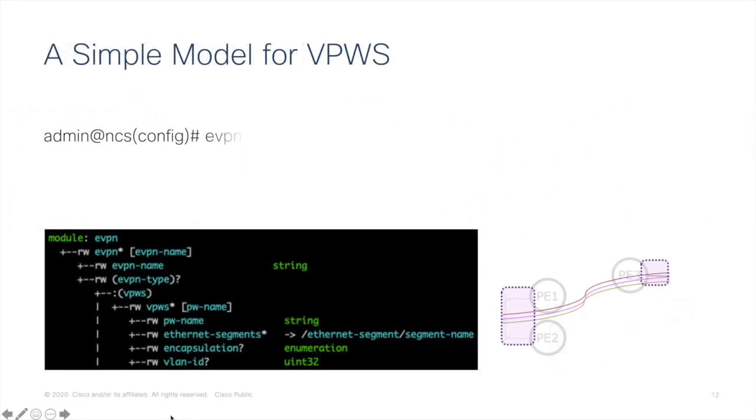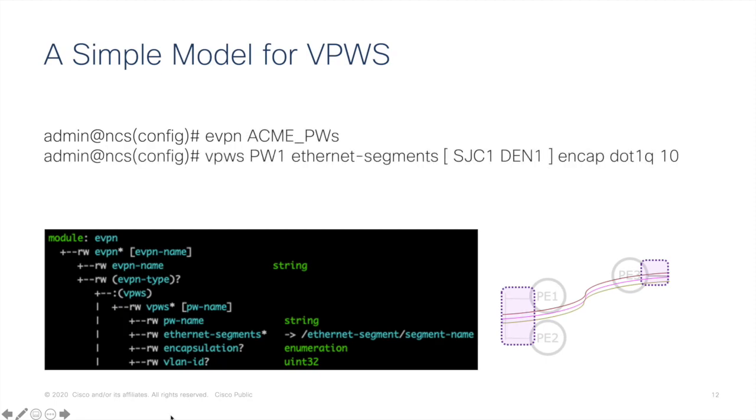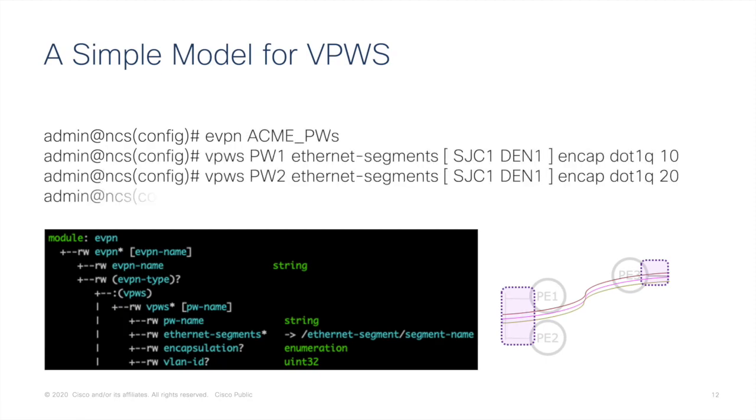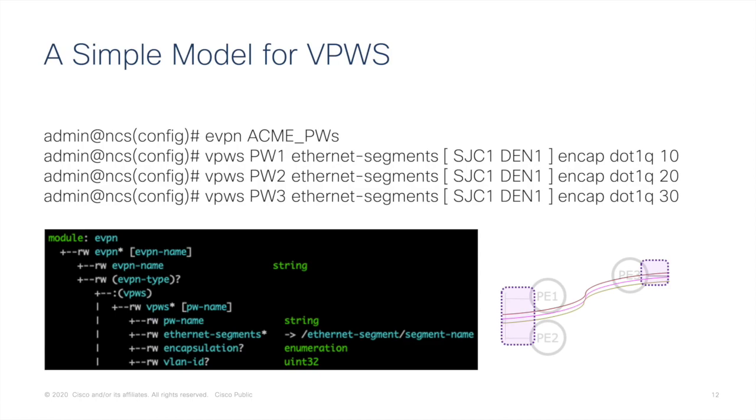Now contrast all that with the NSO model, where all you have to do is come up with a good name for your VPWS service and specify a pair of Ethernet segments. If you want multiple services on these Ethernet segments, specify a unique VLAN identifier for each one. 3 lines of config, 3 services. NSO ensures that every parameter on every device is configured correctly.